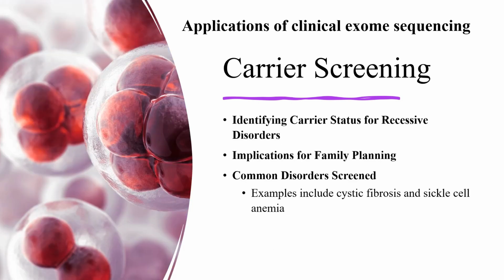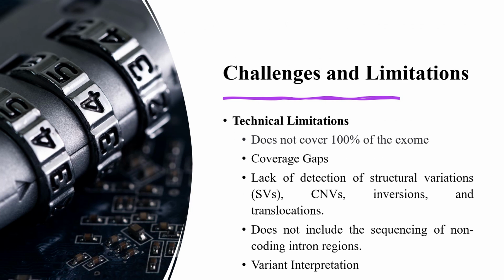Carrier screening can also be performed using clinical exome sequencing, because it can identify the persons who carry the mutation for some specific recessive disorders, and it will help them in their reproductive decisions, because some of the mutations are linked directly to homozygous or heterozygous recessive conditions. If that person is aware of the recessive mutations present in his or her genome, it will help them in their family planning. Examples of such disorders include cystic fibrosis and sickle cell anemia.